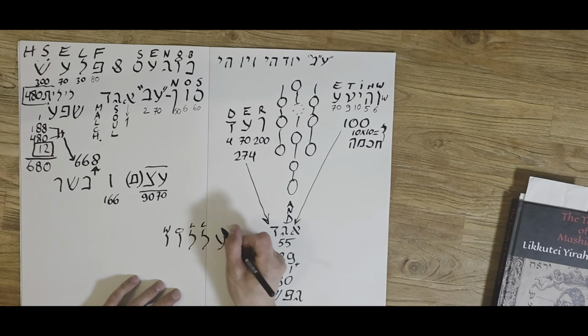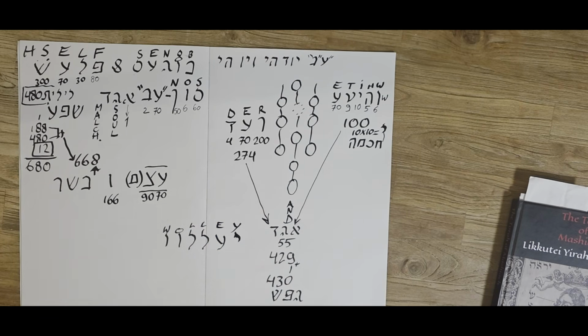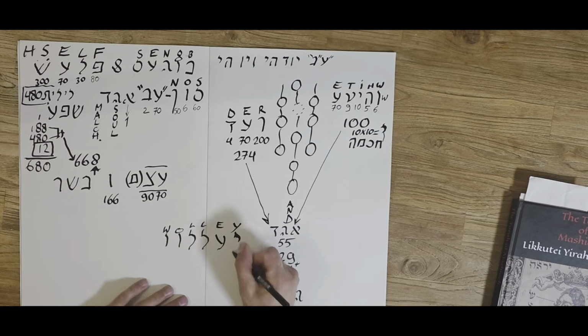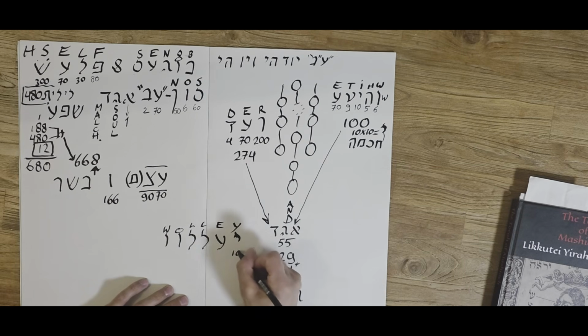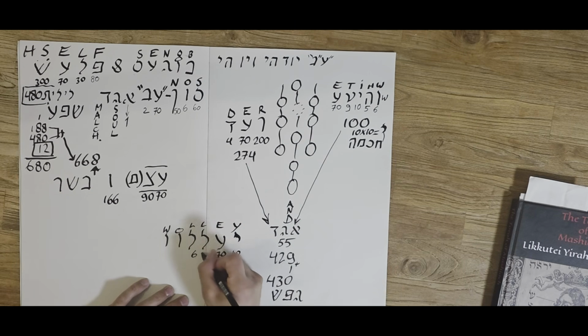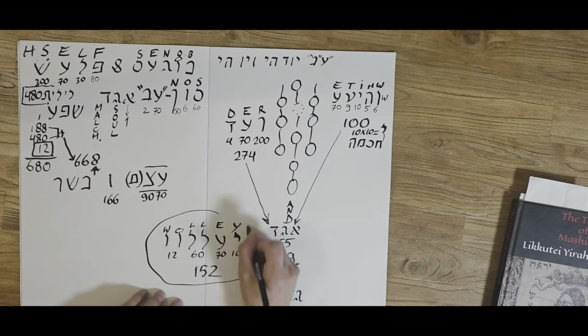That's, yes, okay. Confusing, writing English backwards. Yellow. Okay, yellow. So now we have a value here of 10 plus 70 plus 60, 80 plus 60, 140 plus 12, 152. This value is 152. The yellow.